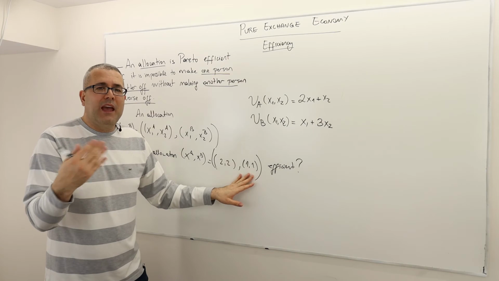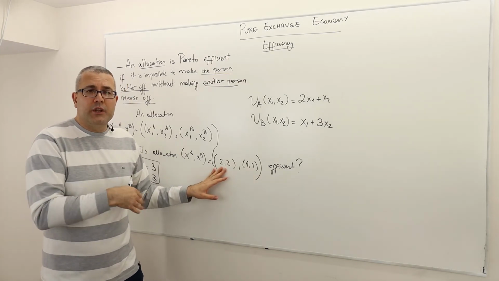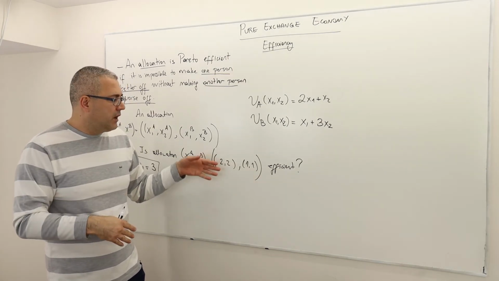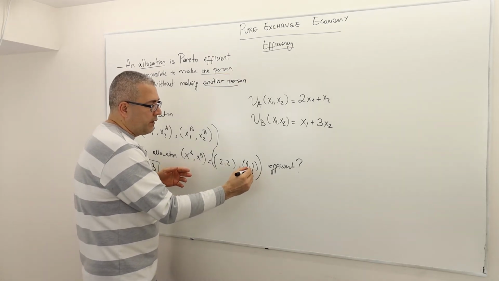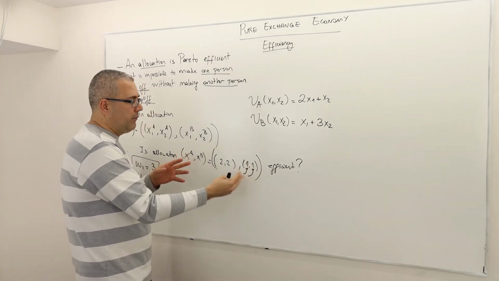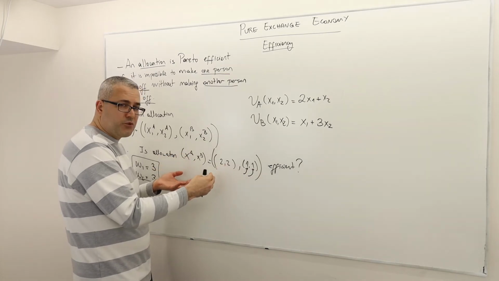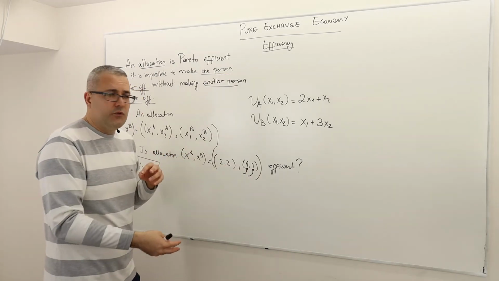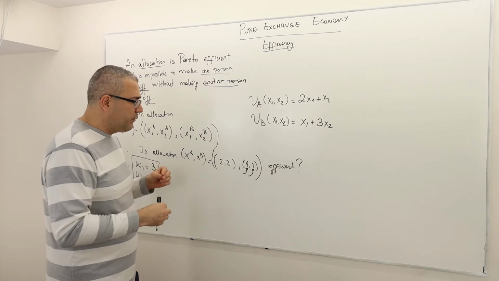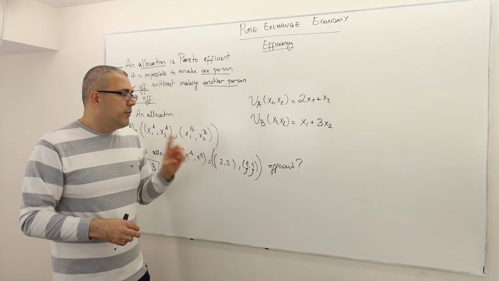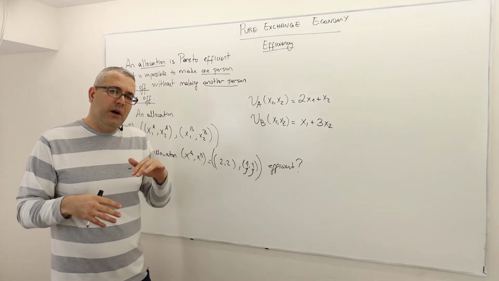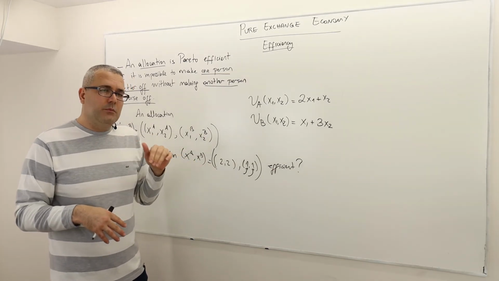Make agent Bob happier and without hurting Anita, right? Because if I want to give more of good 1 and good 2 to Bob, that means I have to subtract some good 1 and some good 2 from Anita. So therefore, this is not the way to improve their situation. But that doesn't mean that improvement is impossible. It is actually possible. How so?